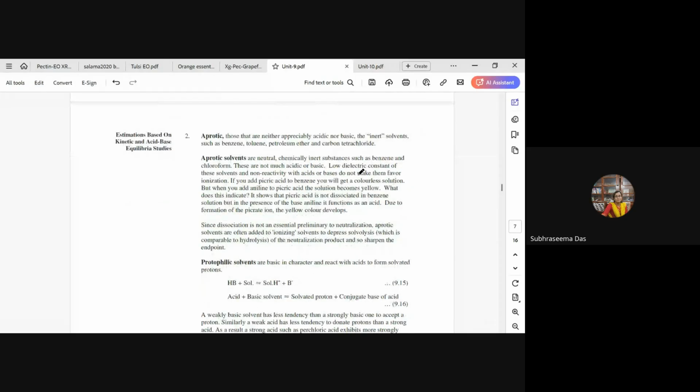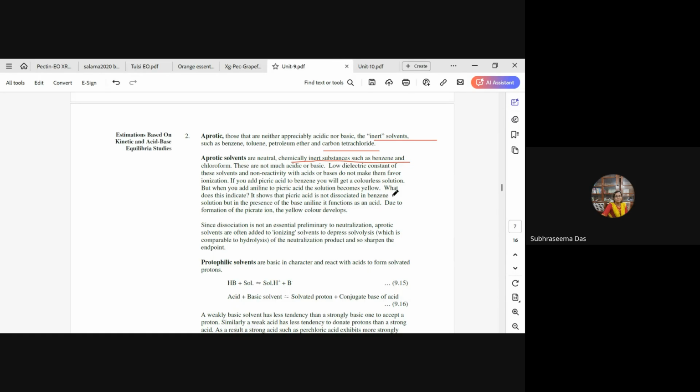Then, coming to aprotic solvents. Aprotic means they are neither acidic nor basic. They are called inert solvents, such as benzene, toluene, petroleum ether, carbon tetrachloride, etc. Such solvents are neutral. They are chemically inert substances. They are not much acidic or basic. They have a low dielectric constant, and they are very much non-reactive. As a result of their non-reactivity, they do not favor ionization.